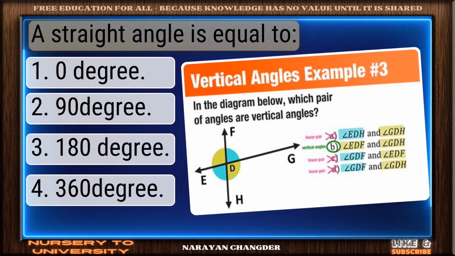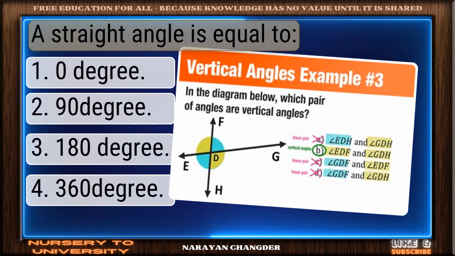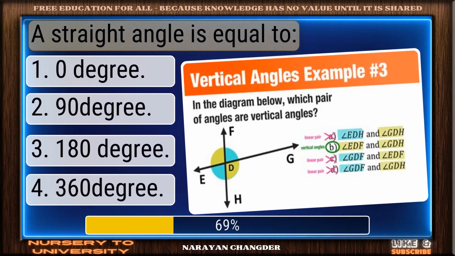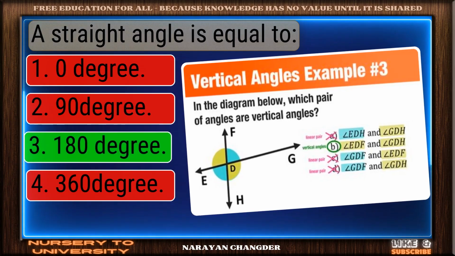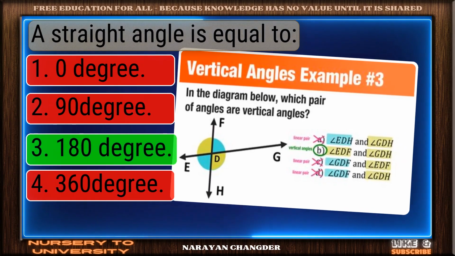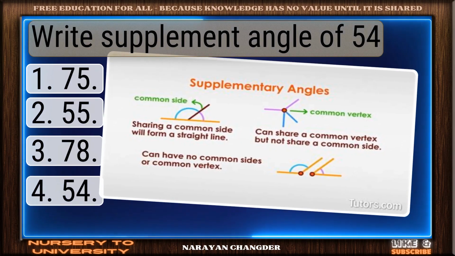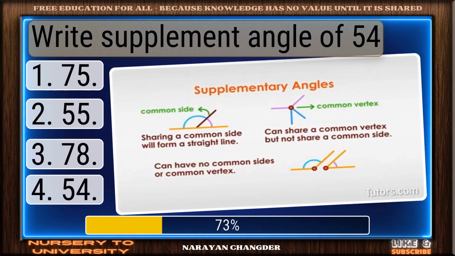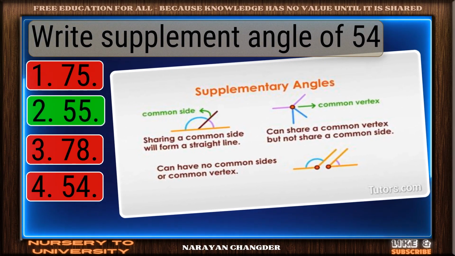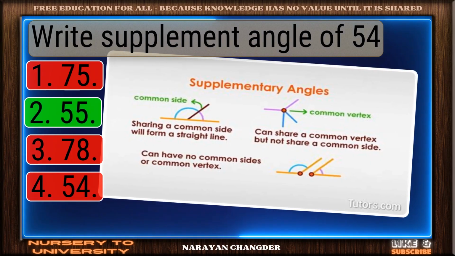Question number 79. A straight angle is equal to. Excellent. 180 degrees is a brilliant choice. Question number 80. Write the supplement angle of 54. Great thinking. 55 is the right choice.